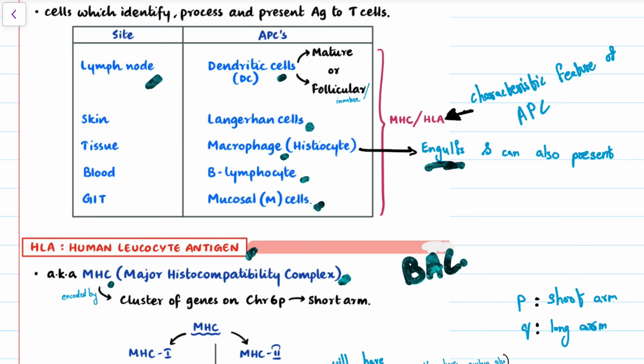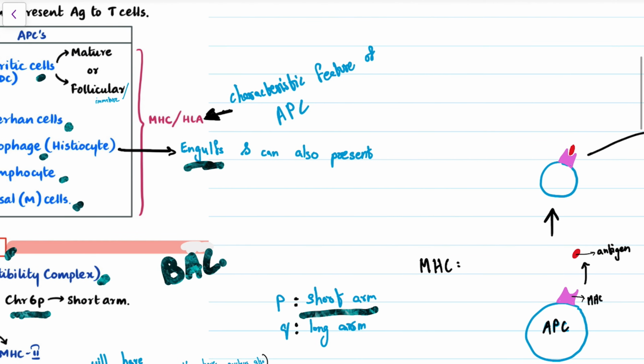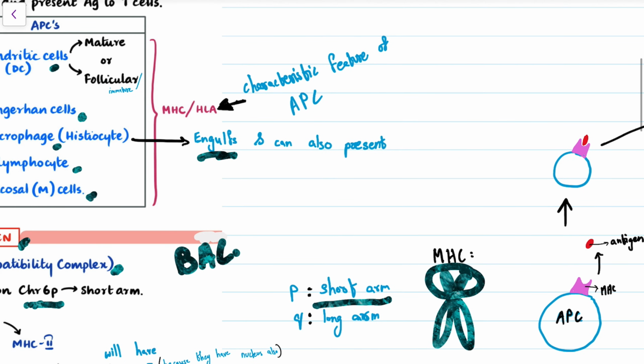And this MHC is coded by a cluster of genes present on the short arm of the 6th chromosome. So it's written as chromosome 6p. As you know, p is the short arm in a chromosome. You see, 1, 2, and then 3, 4. So this will be regarded as the p arm and this will be regarded as the q arm.